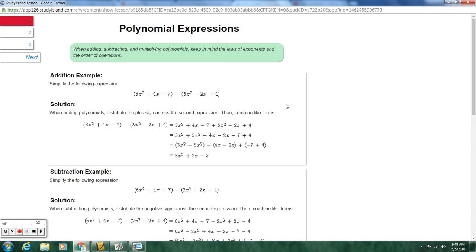Anyway, polynomial expressions. When you are adding like expressions, or adding polynomials, or adding monomials, binomials, trinomials, those kinds of things. Remember, and this again is just a review, when we're adding things, it doesn't matter necessarily about the coefficient or the number in front. What does matter are the exponents and the variables.